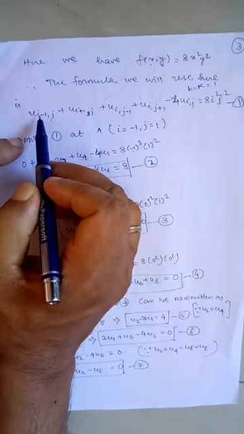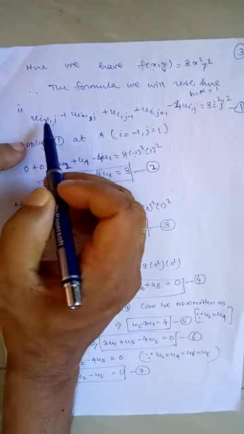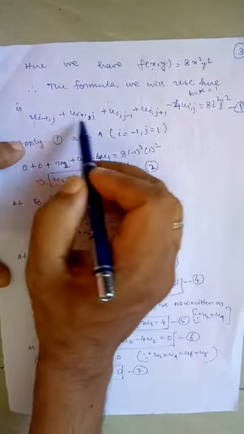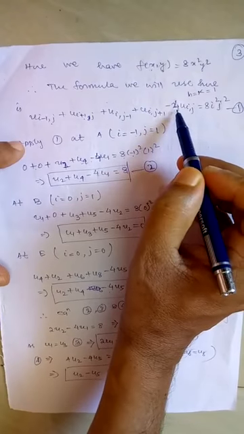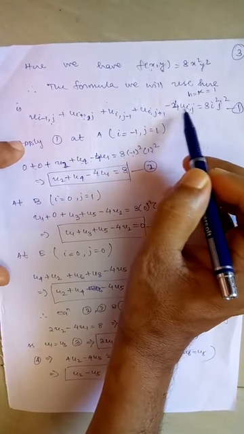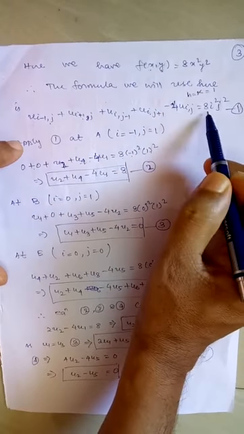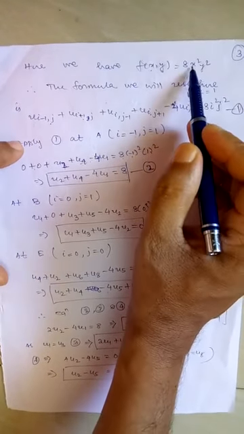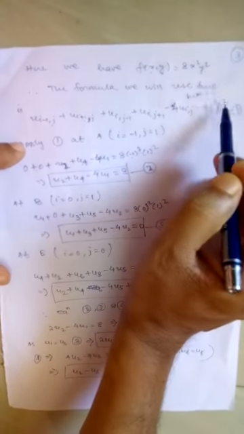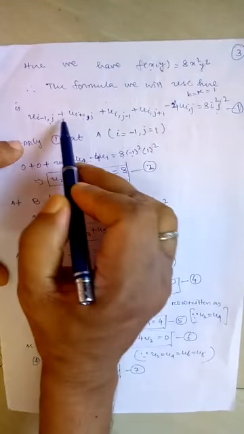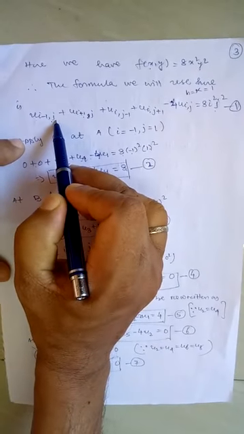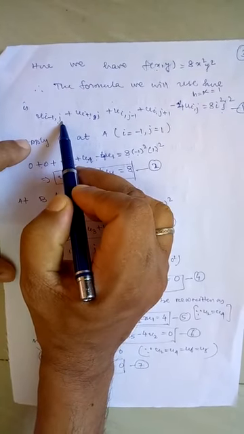Therefore the formula we will use here to calculate the interior solution at the interior grid point will be u(i-1,j) + u(i+1,j) + u(i,j-1) + u(i,j+1) - 4u(i,j) equal to 8. In place of x I am writing i, in place of y I am writing j. So this formula we will use to find the solution at the interior grid points.